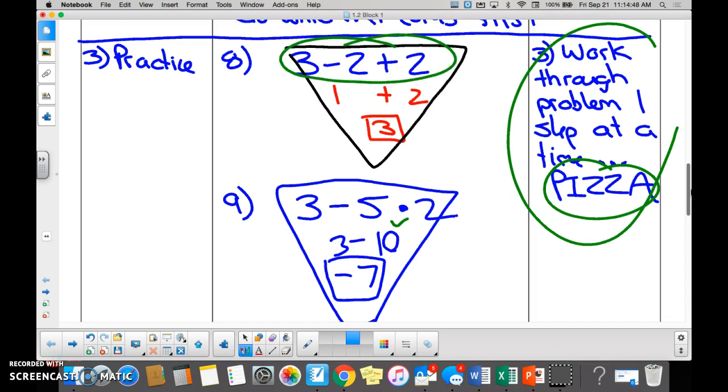So what we did here is that when you have 3 minus 2 plus 2, we solve the 3 minus 2 first because order of operations says so, and then we write the answer down, which is 1, and then we rewrite the rest of the problem. And then our final answer was 3, and we box it.